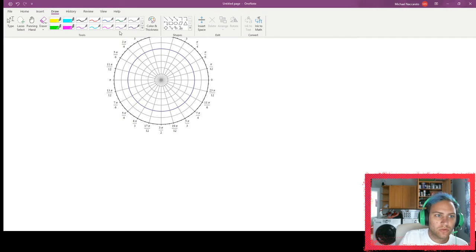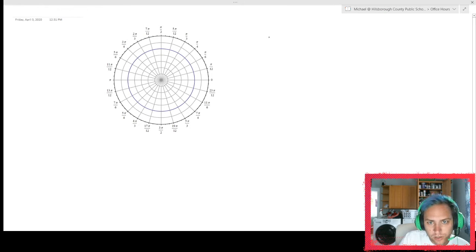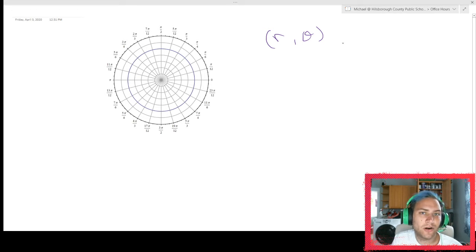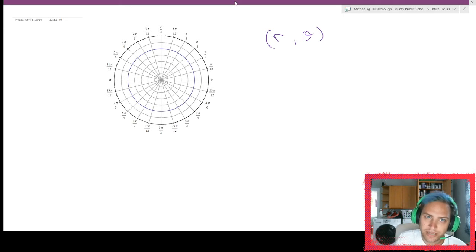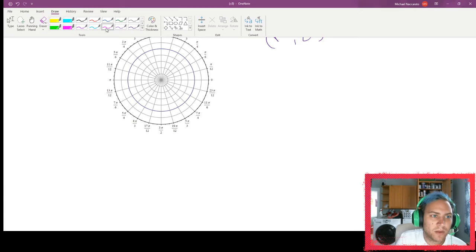Okay, so let's talk about the first one. Remember, our coordinates are r, theta, where r is the radius and theta is the direction. I think what people are getting confused on is the fact that you can also have a negative r or a negative theta. So let's just start with positive. Let's make them both positive first and look what happens.